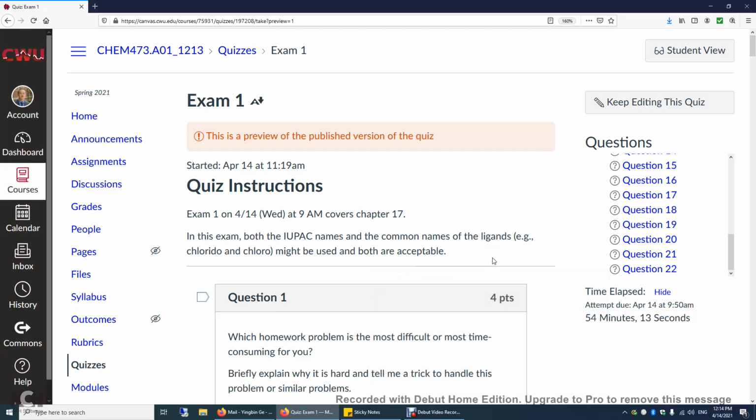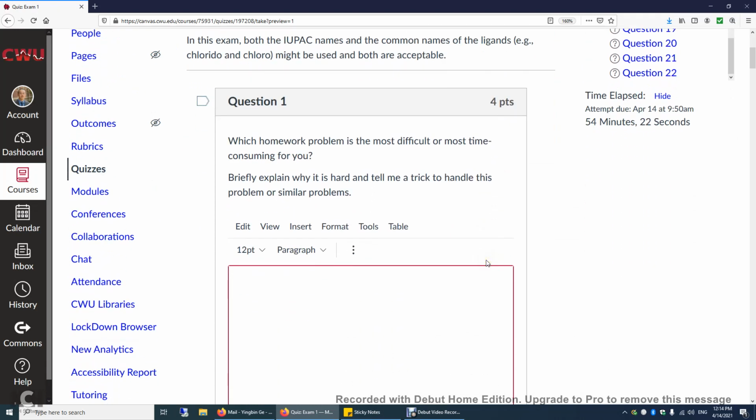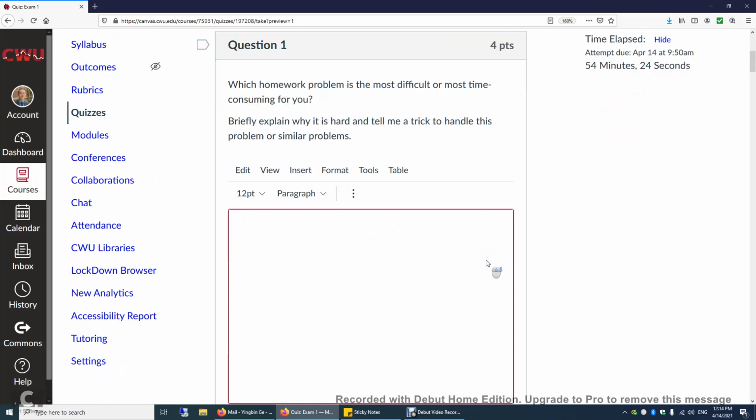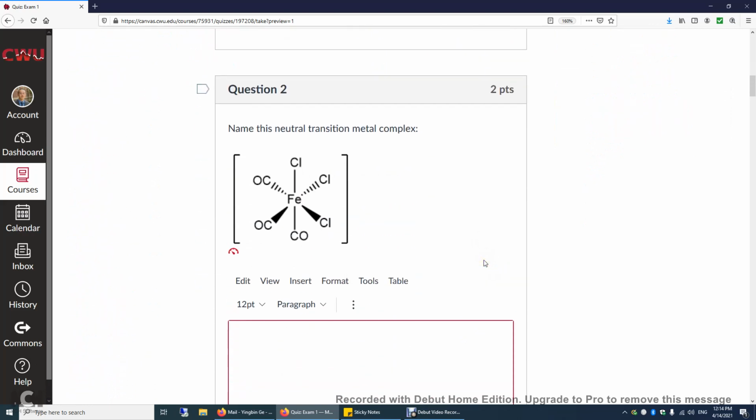This is Chemistry 473, Transition Metal Chemistry in 2021 Spring Quarter, Exam 1. I'll skip question 1, question 2. We'll name this transition metal complex.